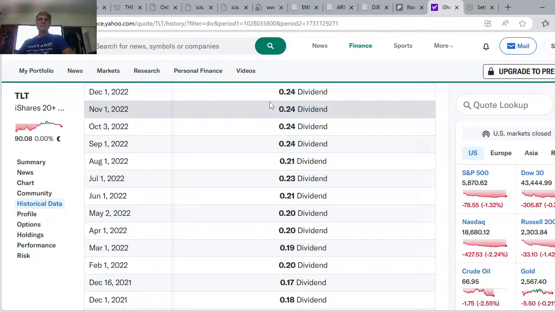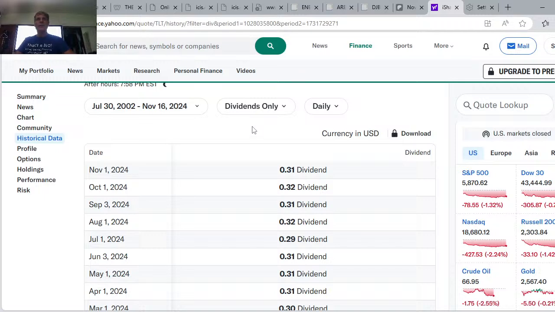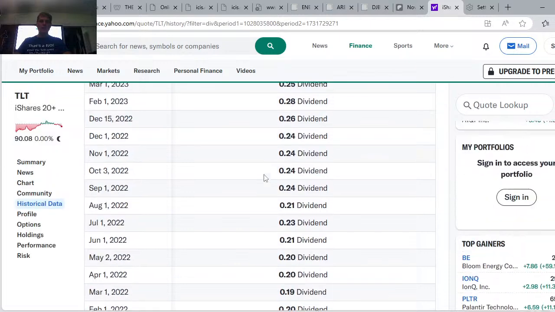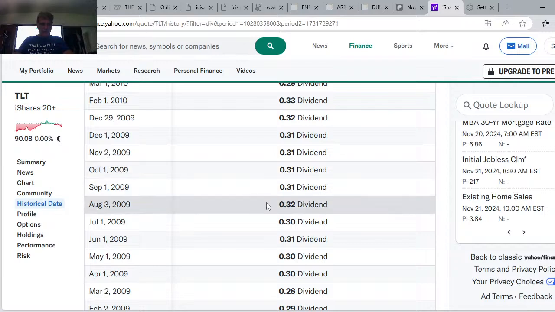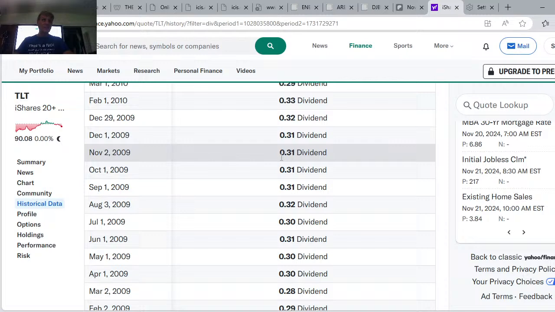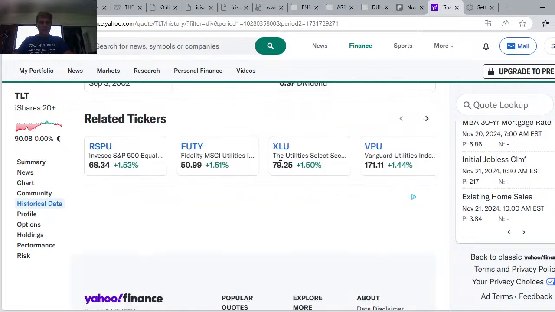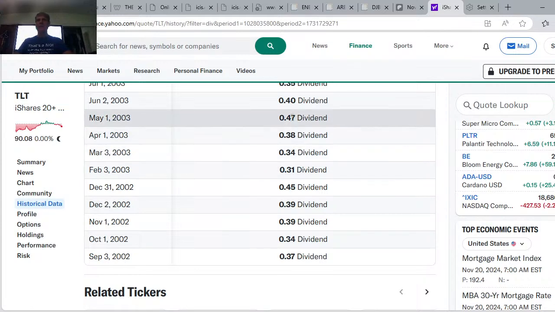It's my favorite. All right, so this one, not consistent at all with their dividends. Look, currently the dividend's 31 cents. Okay, let's go 32, 31, 32. Okay, 2009, it was 32. 31, 32. 2009. Okay, 2003, 31, 38, 47. This thing hasn't increased at all. It's almost the exact same.